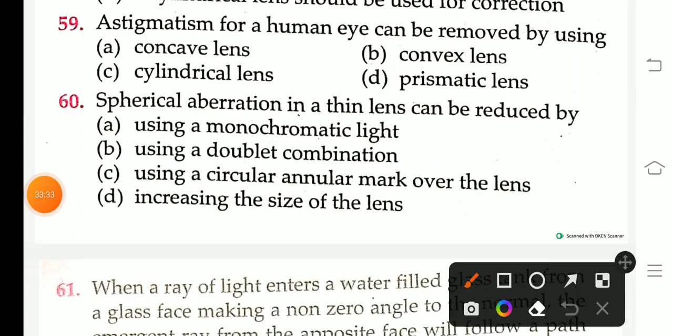Next, astigmatism for a human eye can be removed by using. Right answer will be option C, cylindrical lens.